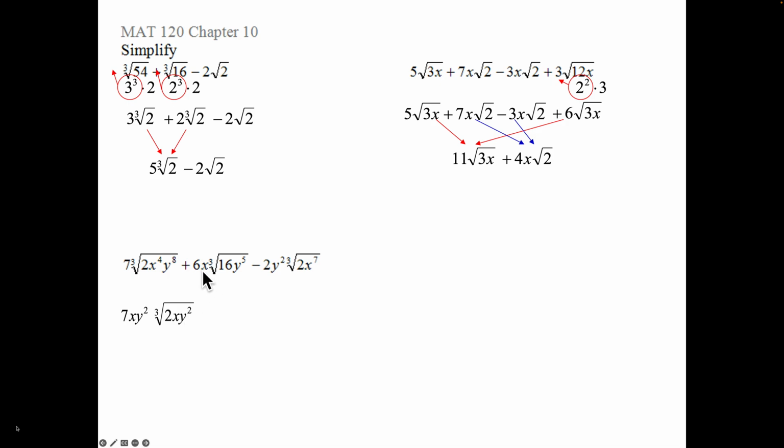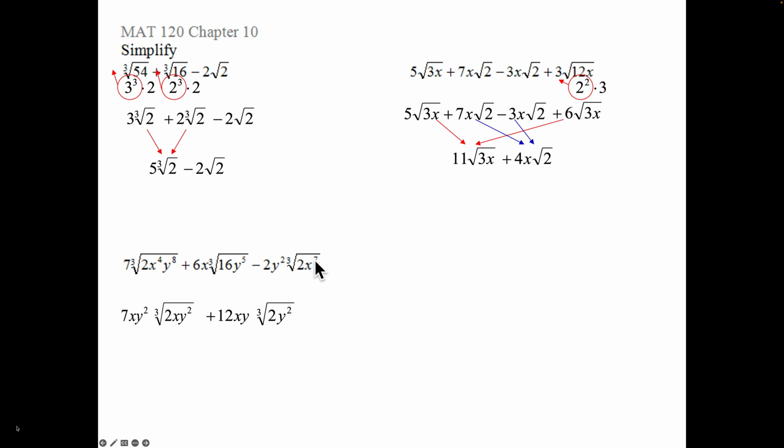All right, so this one here, we've got 6x out front. Here's my cube root. Well, 16, we saw we broke that down up here. We're going to bring a 2 out in front. So 6 times 2 will be 12. And 3 goes into 5 once with 2 left over. So the cube root of 2y squared.